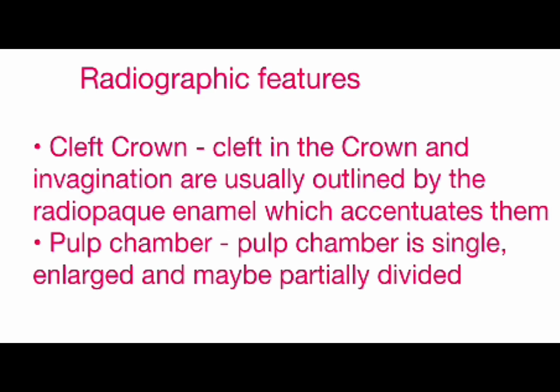Now let us see the radiographic features in detail. The radiographic feature is a cleft crown. We are going to see the cleft in the crown. The cleft in the crown and invaginations are usually outlined by the radiopaque enamel, which accentuates them. So we can easily see the invagination in the crown which divides the crown into two portions, which gives a geminated appearance. The pulp chamber is single but enlarged and may be partially divided.